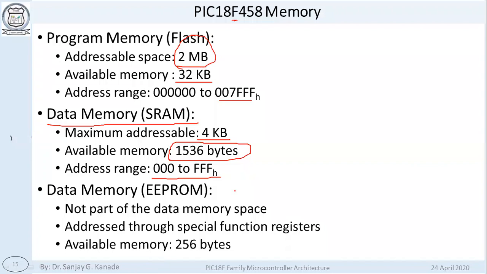In addition to this data memory, there is additional EEPROM data memory, which is not part of this data memory space, and it is addressed through special function registers. We have 256 bytes of EEPROM data memory available inside the PIC18F458 IC.